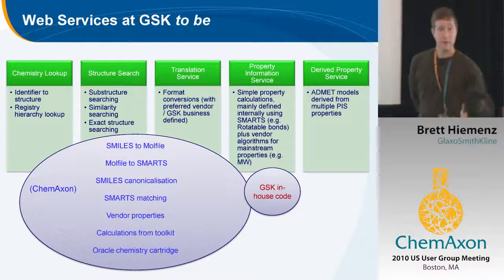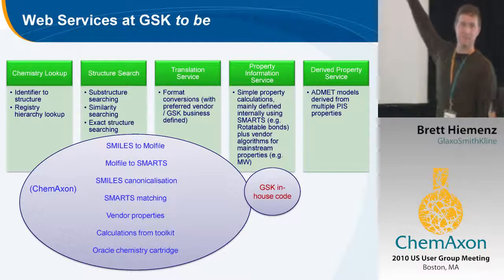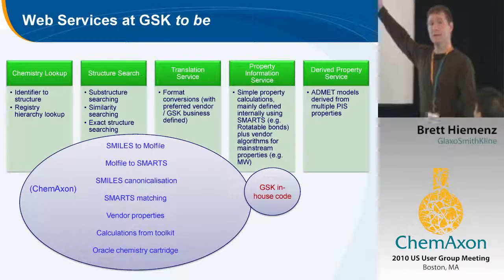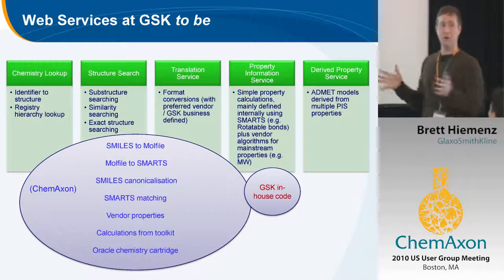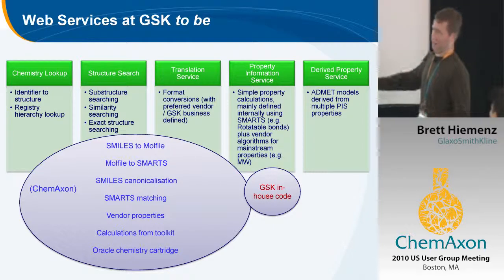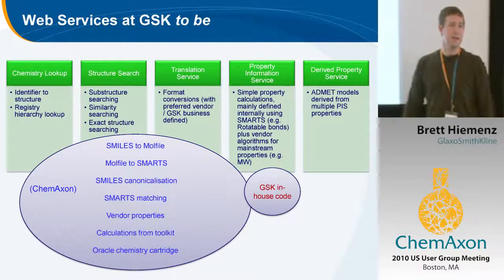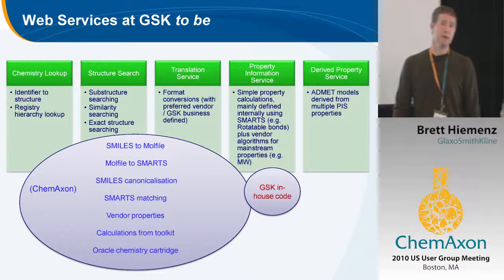So this is what we ended up with. Now you'll notice the top didn't change. The services are still in place. But under the hood, we were able to replace a whole host of different cartridges, toolkits, in-house tools. Not all of them. Yeah, we had a couple of GSK in-house tools. But that's okay. Most of them we were able to replace with ChemAxon.